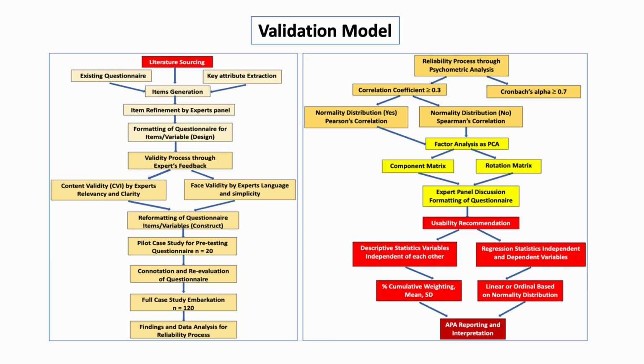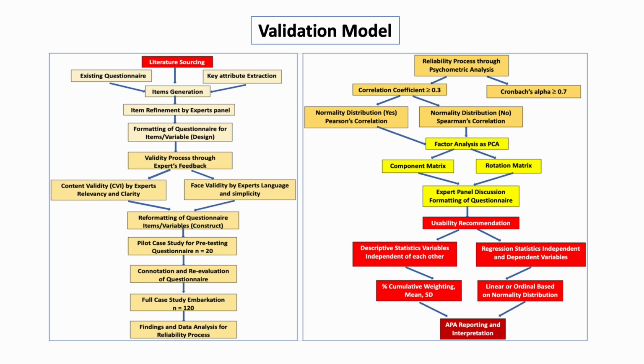To do so, literature sourcing is used of the existing questionnaires on the same topic area. The key attributes are extracted. Items are generated but not copied down from the published material. They have to be one's own items in one's own language. However, the literature sourcing can be used to compare and be guided for simplicity, language, and clarity.